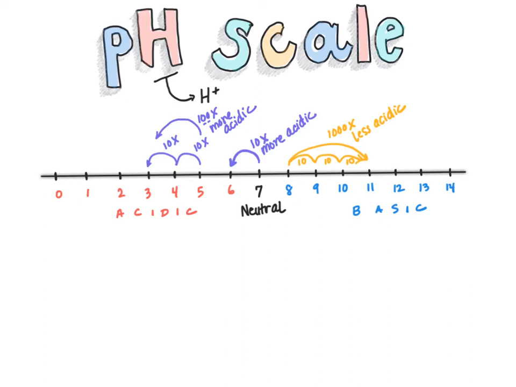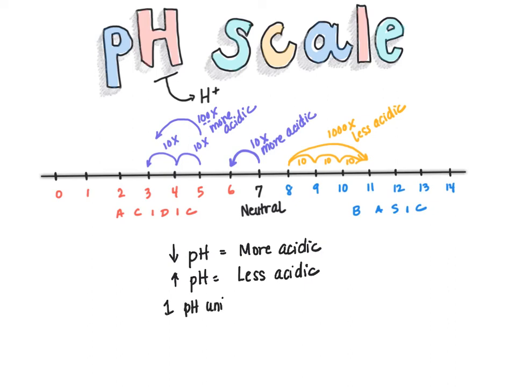So let's write some of those things down. First, if we go to lower pH numbers, that means more acidic. The lower the number, the more acidic. If we go to the high pH numbers, we are thinking that is less acidic. We're going away from those low numbers, less acidic. Then now the significance of each number. So 1 pH unit really means a 10 times change, either going up or down, so less acidic or more acidic.